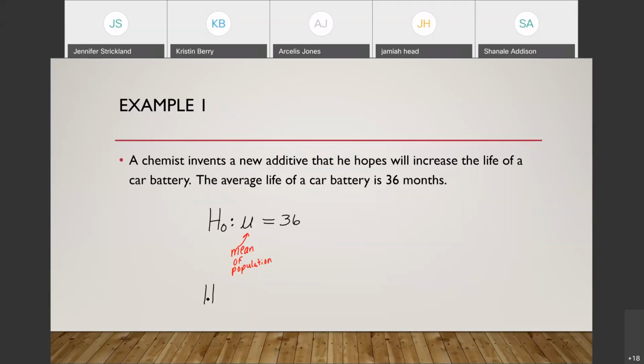All right, for the other hypothesis, this is usually the one that represents what he wants to have happen. So we kind of look for keywords in the problem. He wants the additive to increase the life of the car battery. So he wants to put that additive into the battery and have the average lifetime get bigger than 36, right? So bigger than 36 would be a greater than.